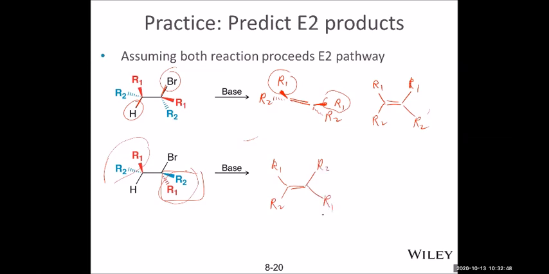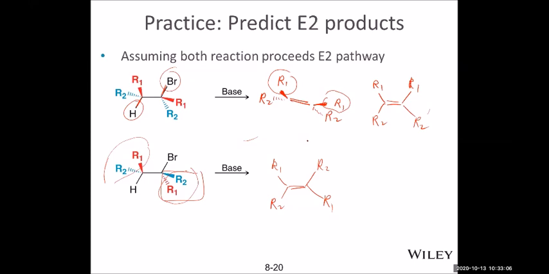It takes some practice, but that's what the homework is for. Take some practice, predict the elimination for these two products. If one of them is the Z, the other will be the E, and vice versa. If one of them is a cis, then the other will be trans.